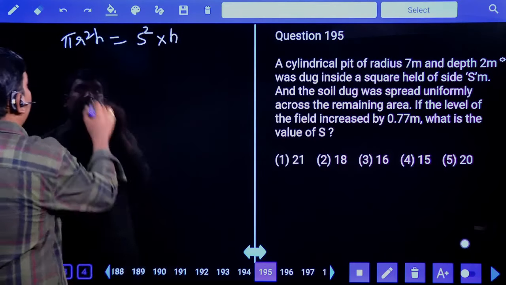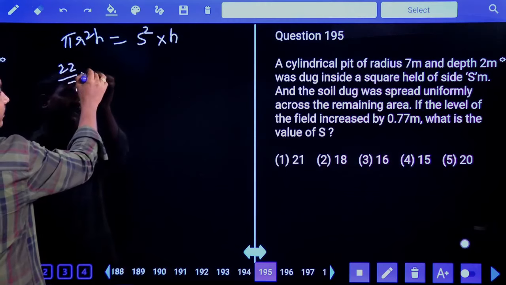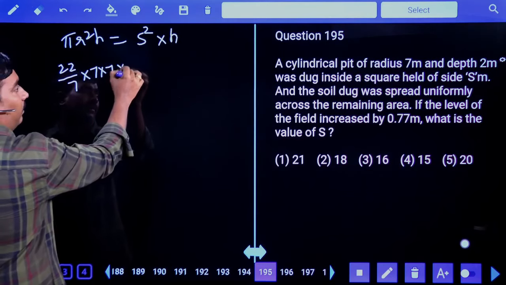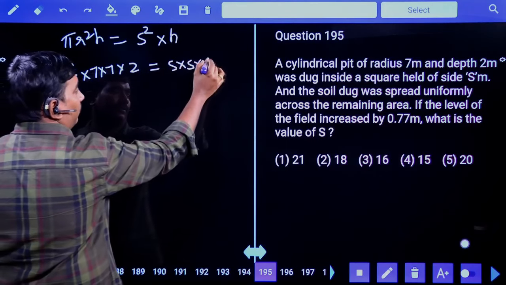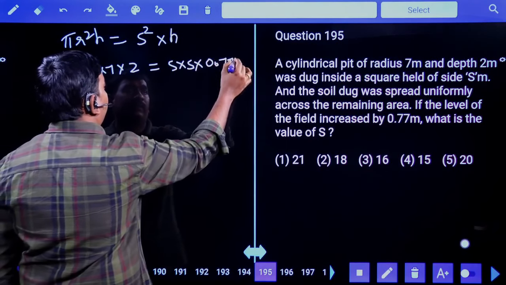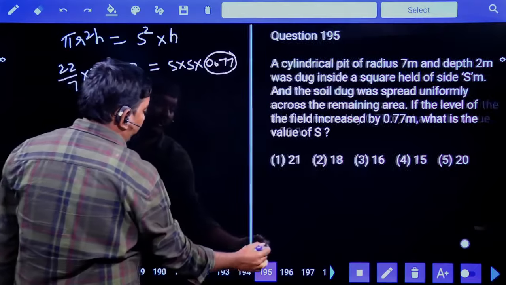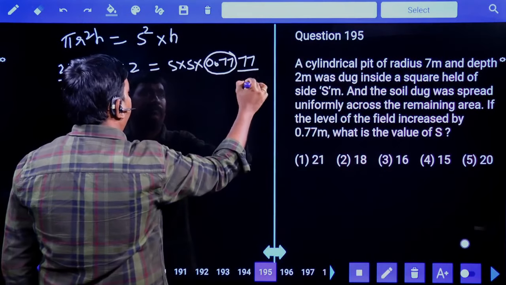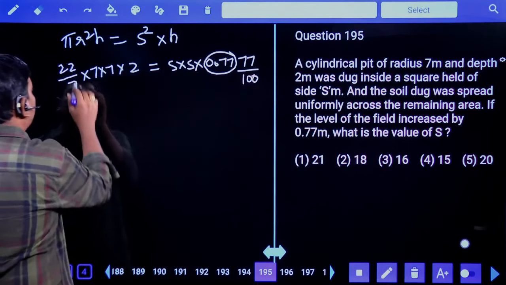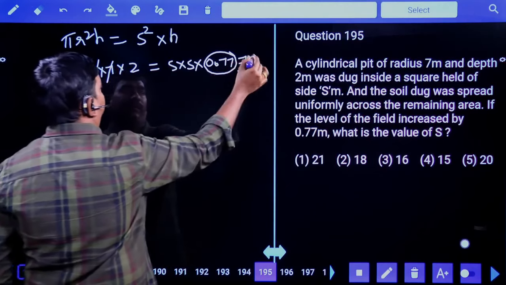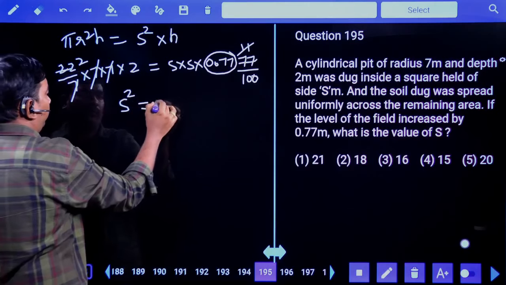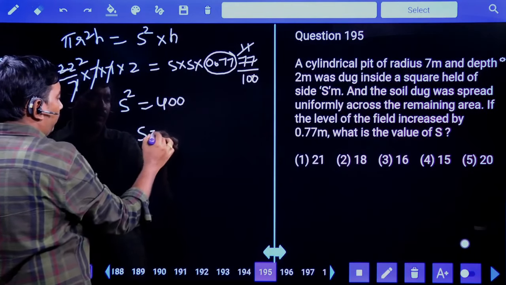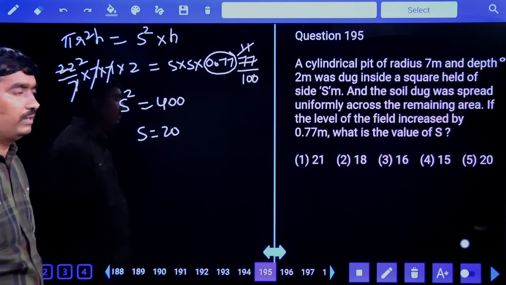Side is S. 22 by 7 into 7 into height was 2 meters is equal to S square into 0.77. 0.77 we can write it as 77 by 100. 7 will get cancelled, 7 11 times, 11 2 times. S square equal to 400. S is equal to 20. Side of the square is equal to 20.